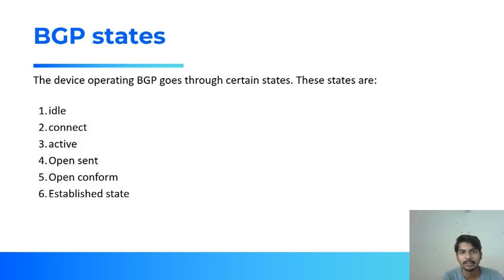There are a total of six BGP states. The device operating BGP goes through certain states. These states are: the first one is idle state, the second one is connect state, the third one is active state, the fourth one is open sent state, the fifth one is open confirm state, and the sixth one is established state. Let us discuss the states in the upcoming slides.